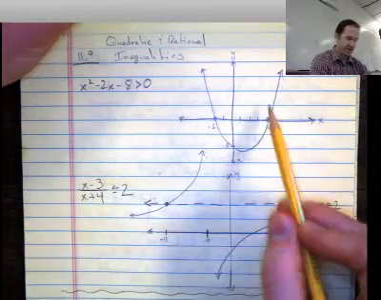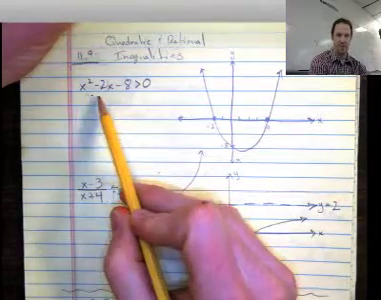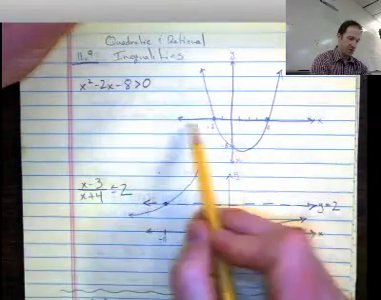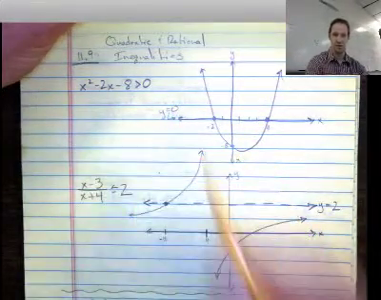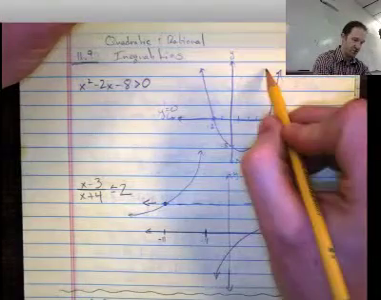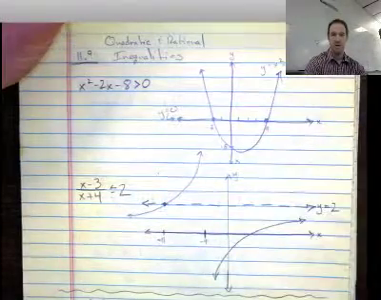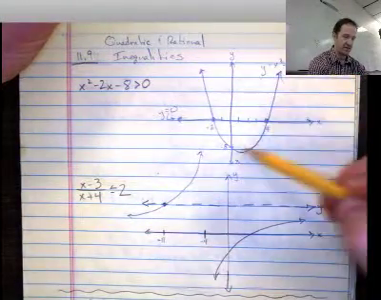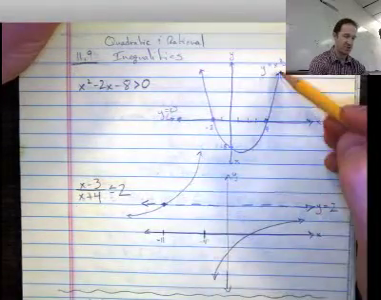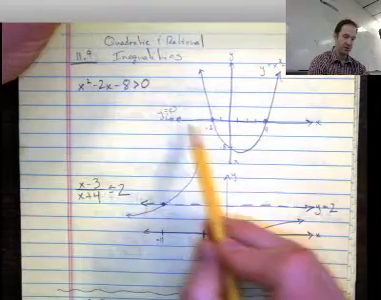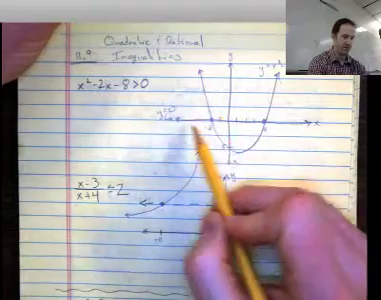So this graph right here, this parabola, is the graph of y equals x squared minus 2x minus 8. And this is y equals 0, that's the x-axis. Again, this is y equals x squared minus 2x minus 8. And we want to know where x squared minus 2x minus 8 is greater than 0. In other words, where the graph of this parabola is above the line. Well, it's above the x-axis.